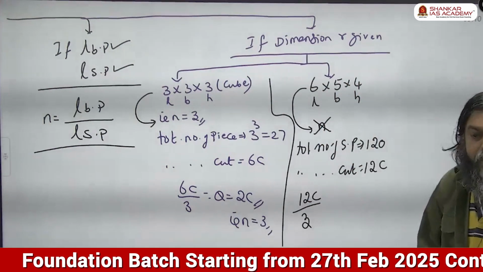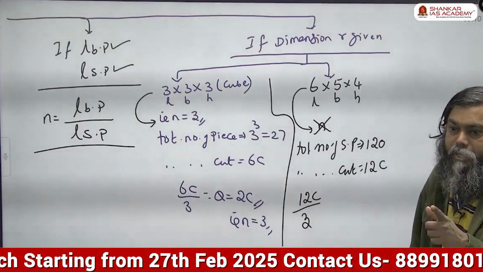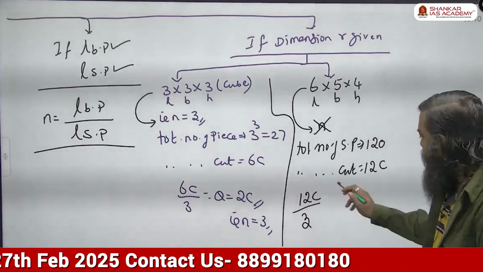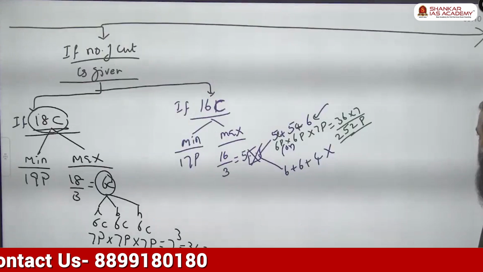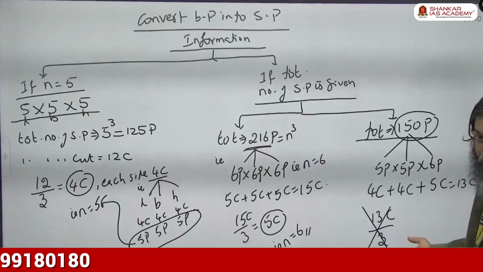Is it possible? In a cube only you can distribute equally. In a cuboid you cannot distribute equally. Did you understand? Not possible.